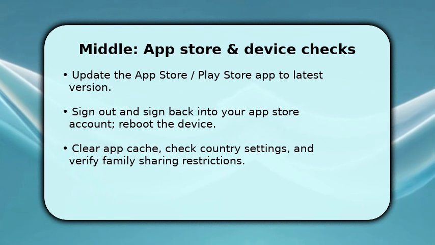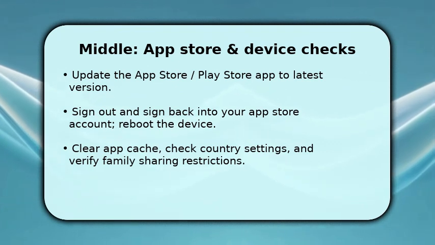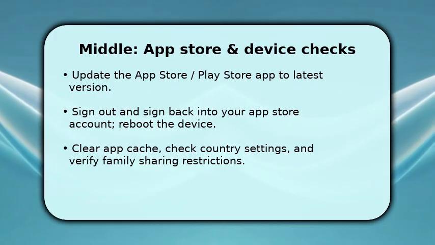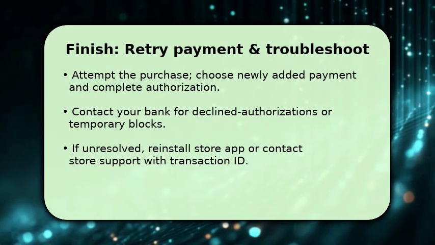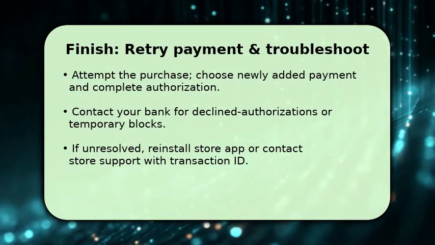Now retry the purchase using the newly added payment method and follow any on-screen 3D Secure or bank authorization prompts. Complete the authorization to finalize payment.